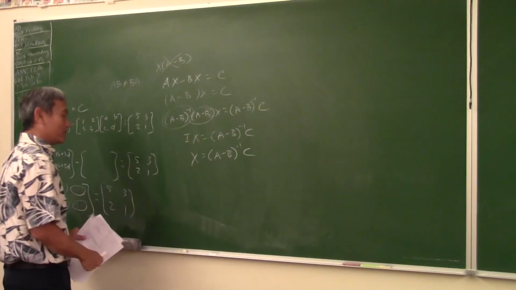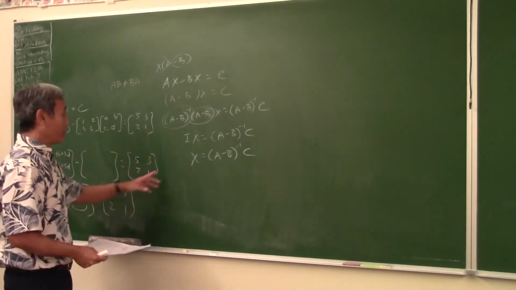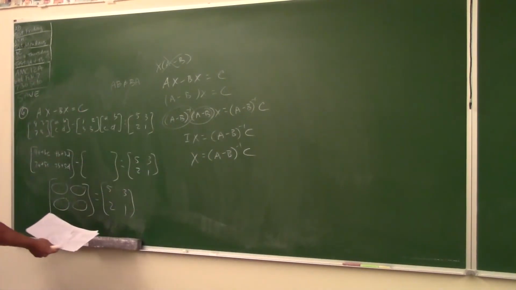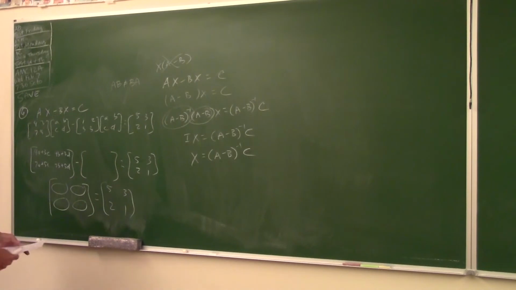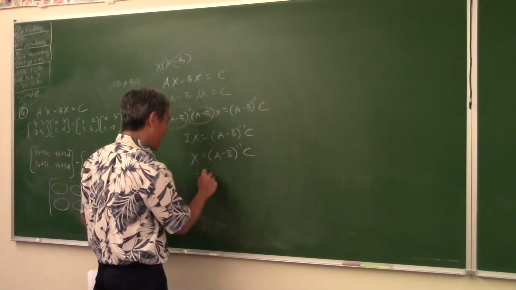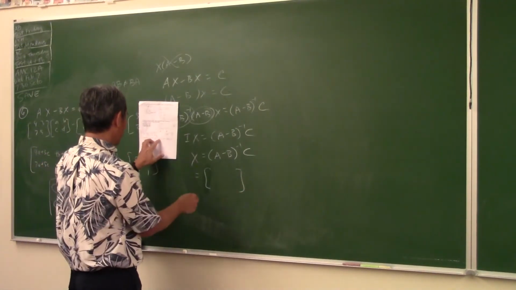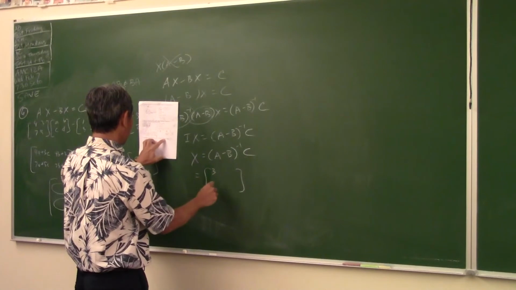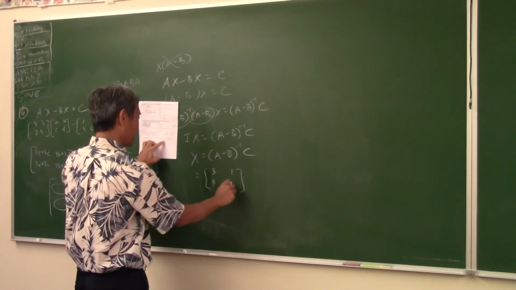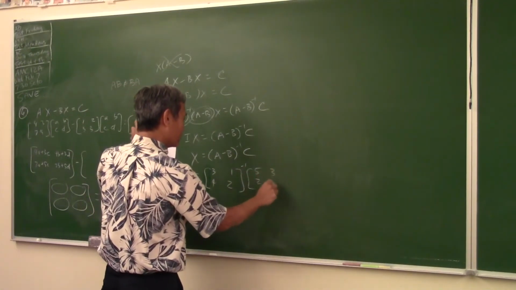If you took PCH, you would know all this anyway. So to find X, all you have to do is this, which is a lot simpler than doing these computations, working with four equations and four variables. First, you compute A minus B, which is easy. What is A minus B? 4 minus 1 is 3. 3 minus 2 is 1. 7 minus 3 is 4. 5 minus 3 is 2. Inverse times C, which is 5, 3, 2, 1.